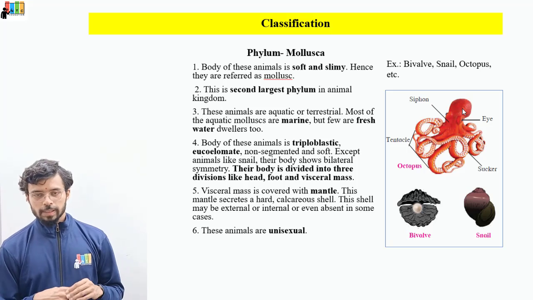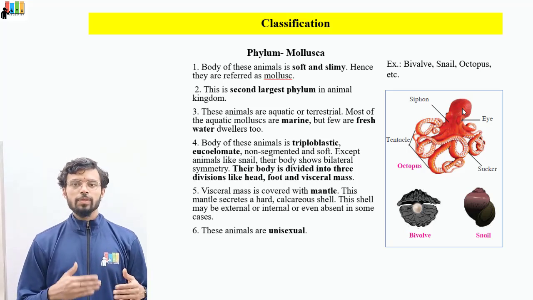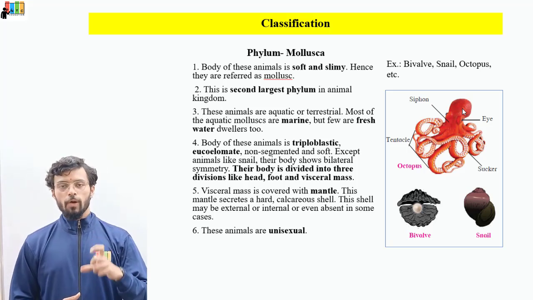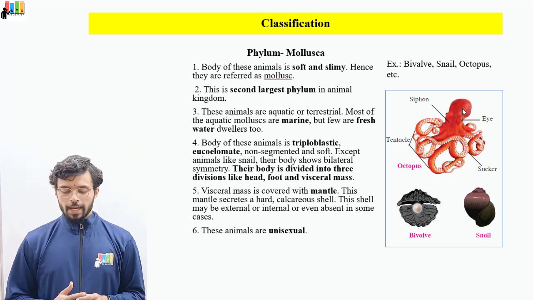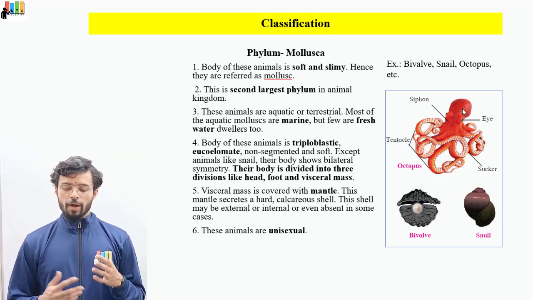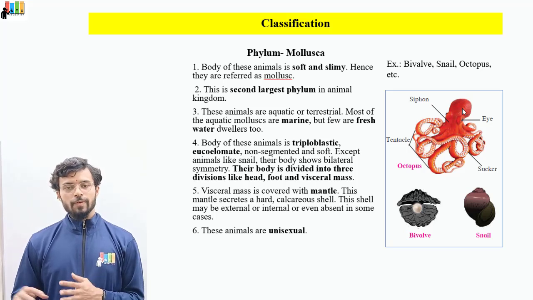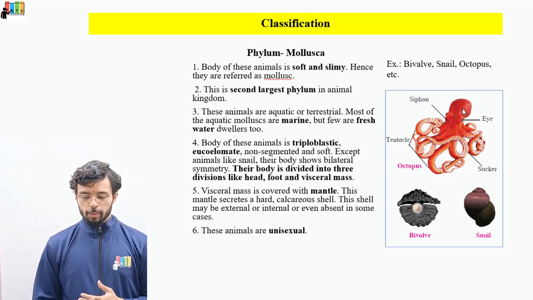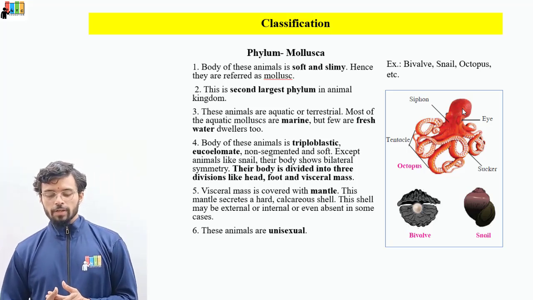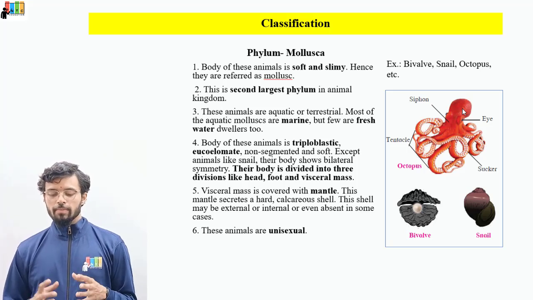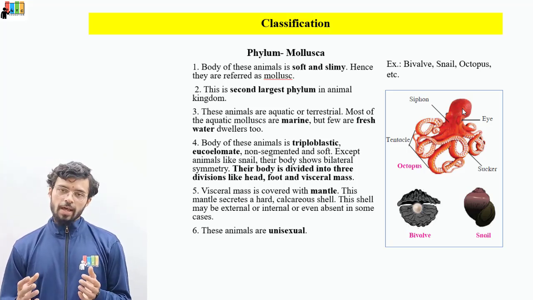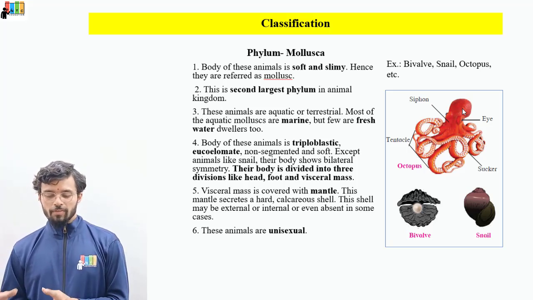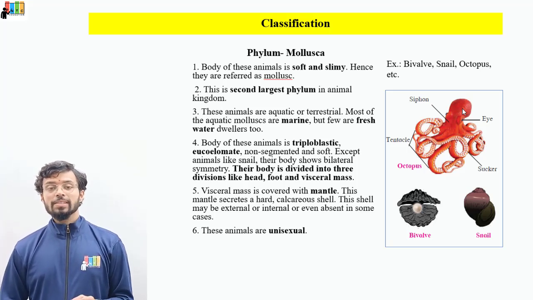Slime secretion is a speciality of them. They do secrete slime, and they are very soft. That is why the name mollusk, or the phylum Mollusca. These animals are aquatic or terrestrial, both, but most of them prefer marine or aquatic habitats, and their body is triploblastic, eucoelomic, right? Except for organisms like the snail, most of them are bilaterally symmetrical. Octopuses are radially symmetrical. Their body is divided into three divisions: the head, foot, and the visceral mass. The visceral mass is covered with a mantle.